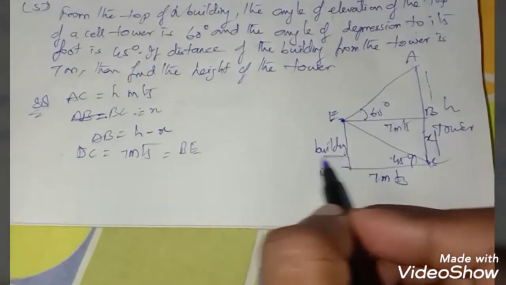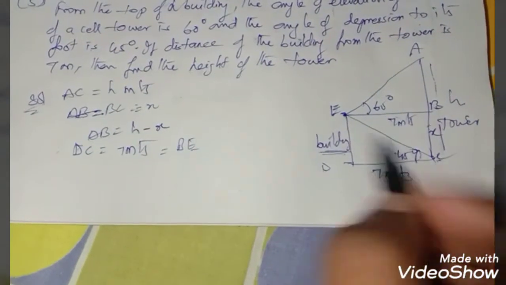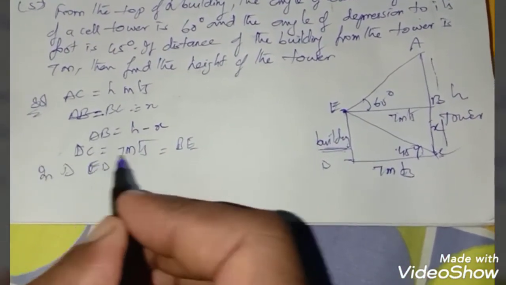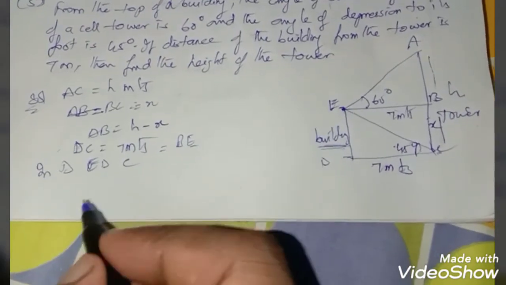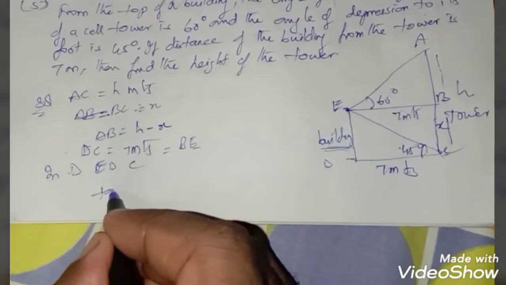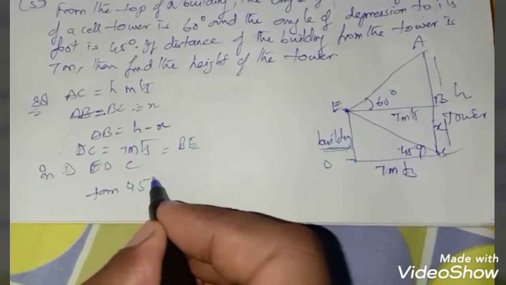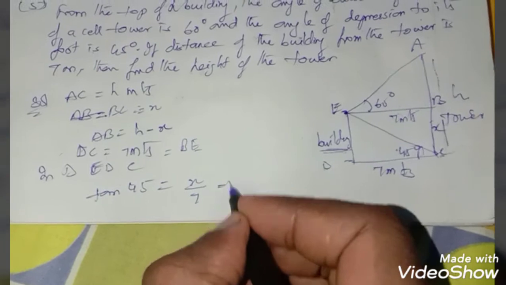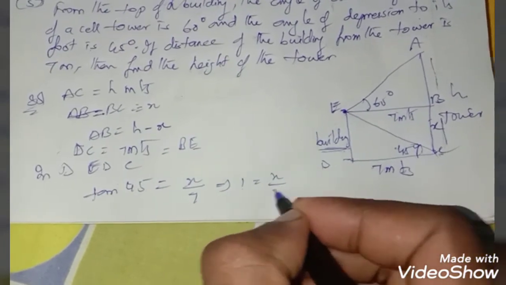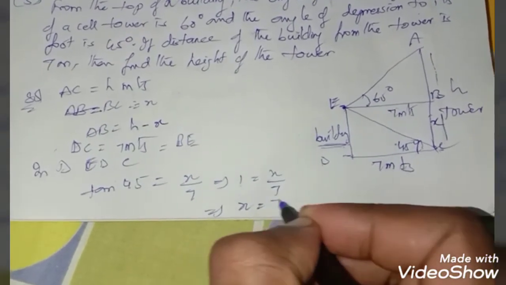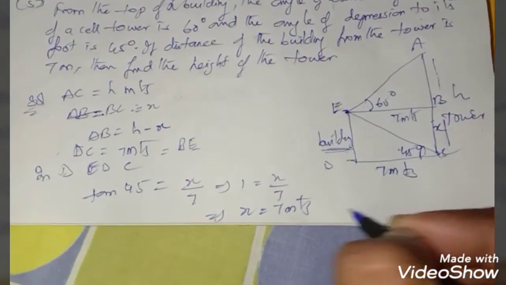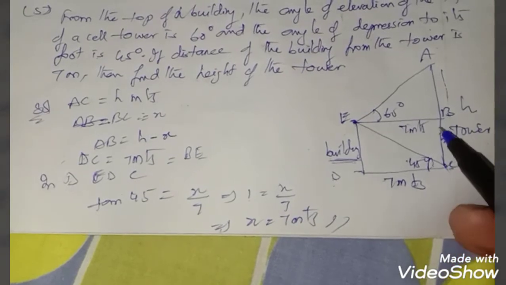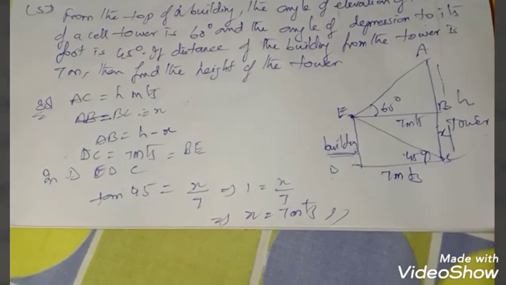Now first find the height of the building by using this triangle. In triangle EDC, if I consider this triangle, you will get tan 45 is equal to x by 7. Now tan 45 is 1, so 1 is equal to x by 7. If I cross multiply, x is equal to 7 meters, right? Like this we are finding the height of the building. Height of the building means the BC value is 7 meters.